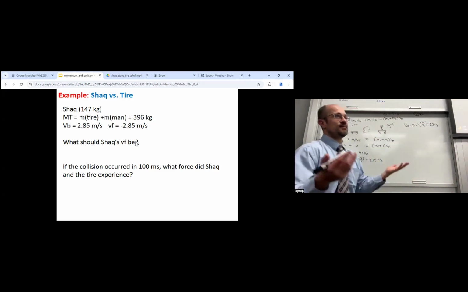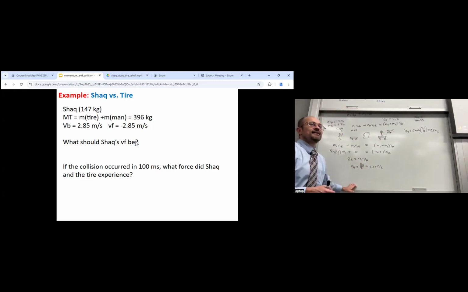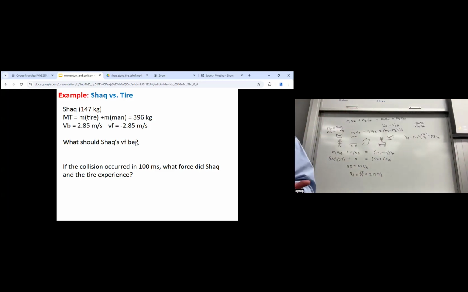Now, of course, this is just for fun, but the idea is still the same, that Shaq should probably move. All right, that's what we're going to find out. Shaq probably wouldn't be able to stand there and get his tire. But it is for entertainment, and he is Shaq, so it's possible. Let's take a look.